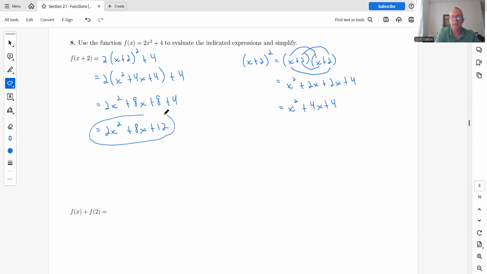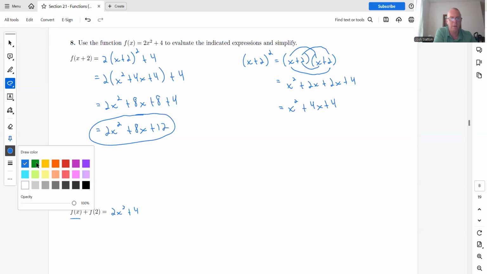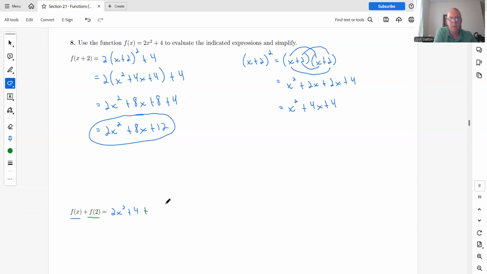All right, now notice this one is not the same as that. So this one has the inputs split. So we're plugging these into the functions separately, not together. So f of x is 2x squared plus 4. And we'll underline that, and then let's change the color for the next part. We'll use green. So this part is going to be green. Plus, now we're going to plug 2 in for the x. So 2 times 2 squared plus 4.